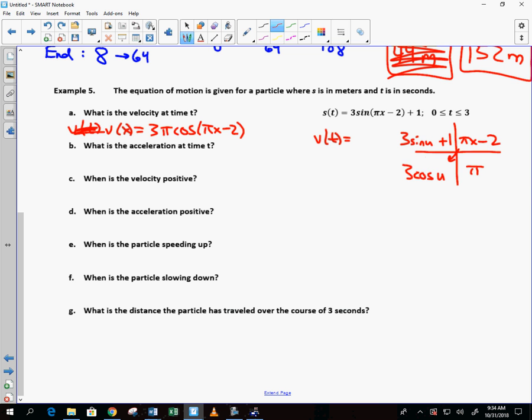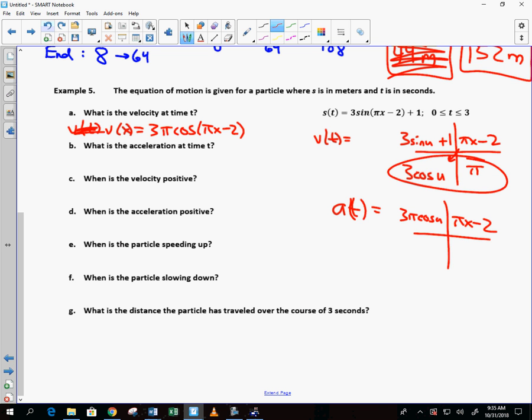So I have to multiply these two together. Yep. We all good? How would I do acceleration? Chain rule again. The inside is pi x minus 2. What's the outside? 3 pi times the cosine of u.